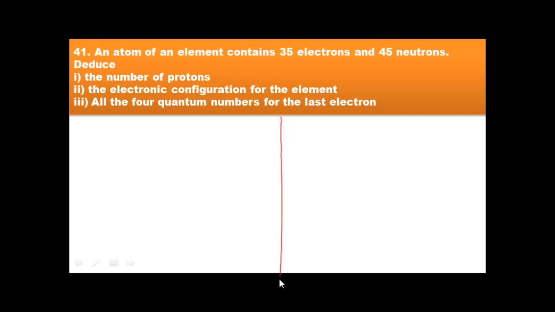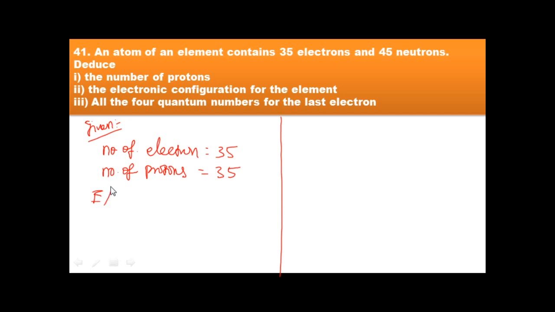Yes, what is given? The given is the number of electrons. We already know, what is atomic number? Atomic number means the number of protons or the number of electrons. So the number of electrons is 35. So the number of protons is also 35.